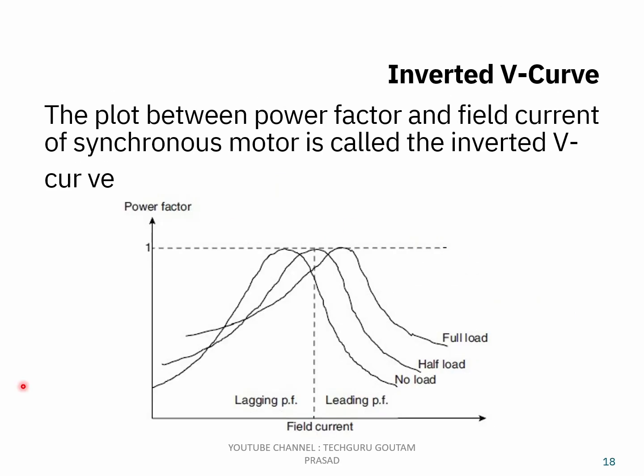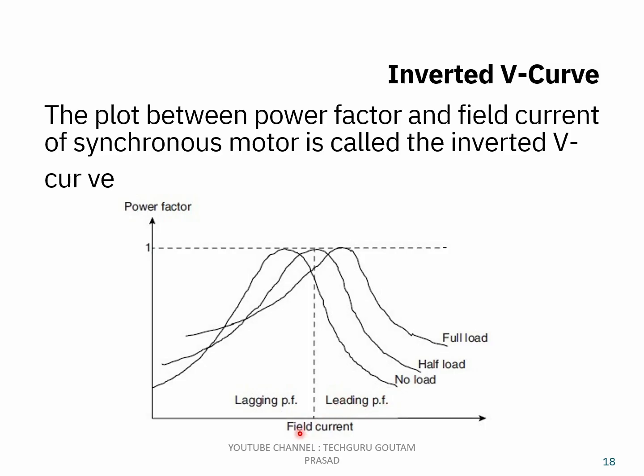Let's proceed. The plot between the power factor and the field current of the synchronous motor is called inverted V curve. That was a V curve, and this is an inverted V curve. So inverted V curve is plotted between the power factor and the field current. V curves are plotted between armature current and the field current, but this one is plotted between power factor and field current. As I told you, you can operate this synchronous motor in all the three power factors: lagging power factor, unity power factor, and leading power factor.